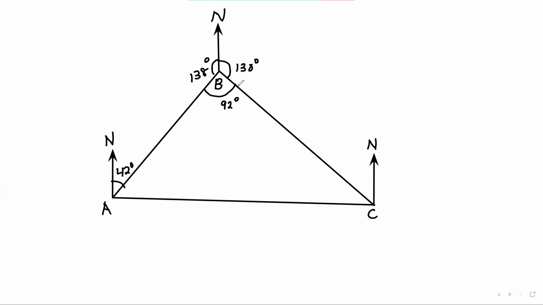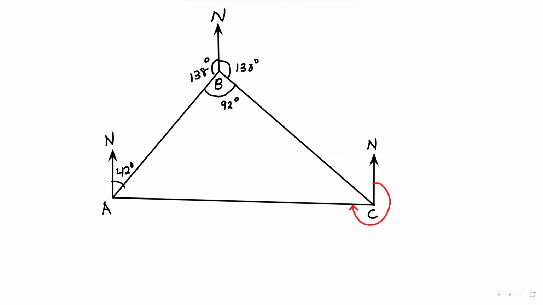All right, so the question is asking me to determine the bearing of town A from town C. So if it's from town C, it means I'm looking at my north line at C and my angle formed between AC and that north line, my clockwise angle. So the bearing of A from C is going to be this angle on the outside here. That is the bearing of A from C.